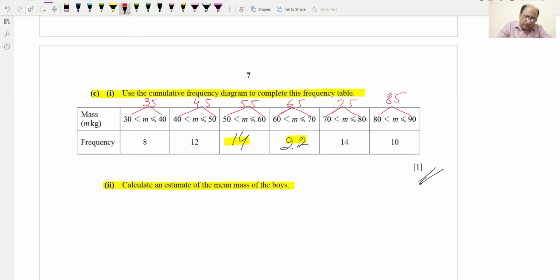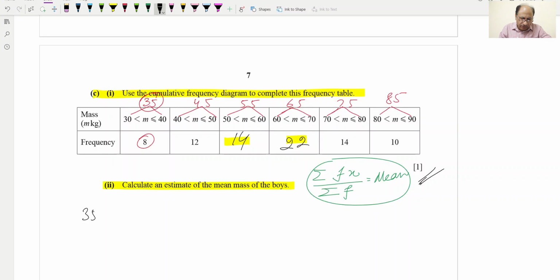Now we will be multiplying this with 8 and writing our formula. The formula for the mean is sigma fx over sigma f. This will be the formula for the mean and we will be applying this formula.